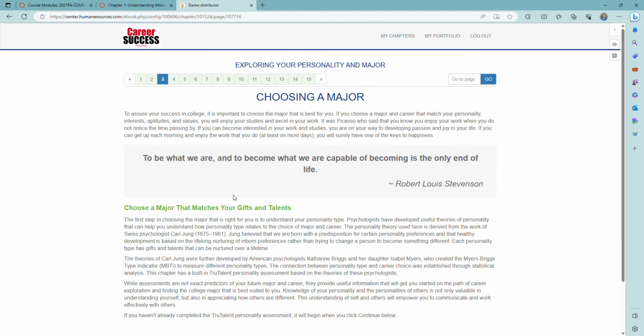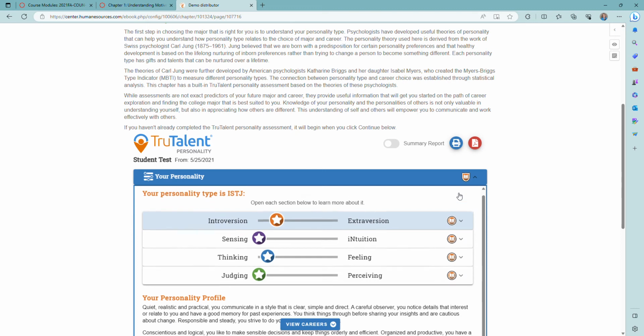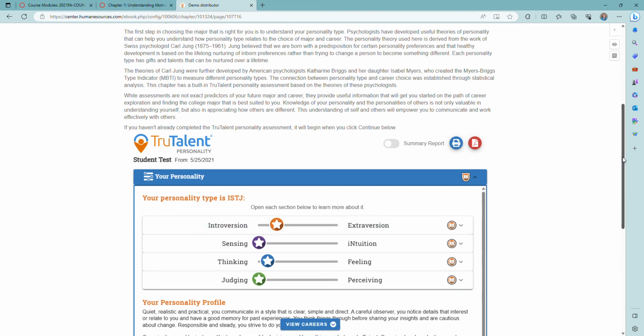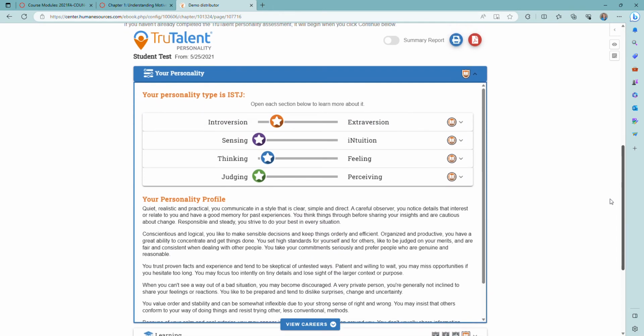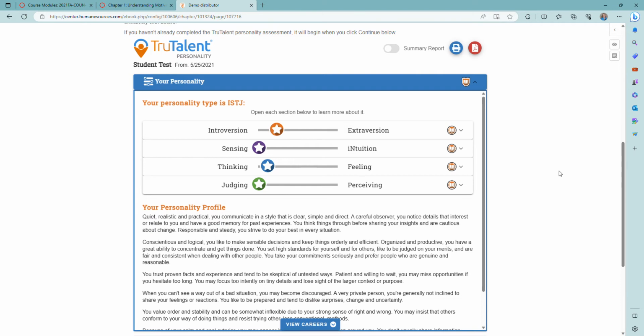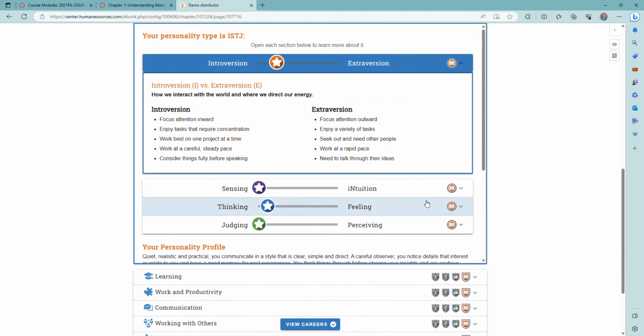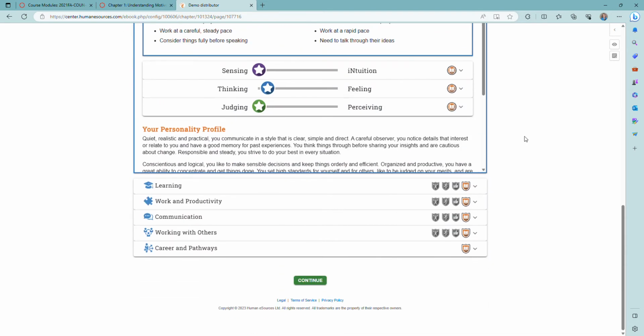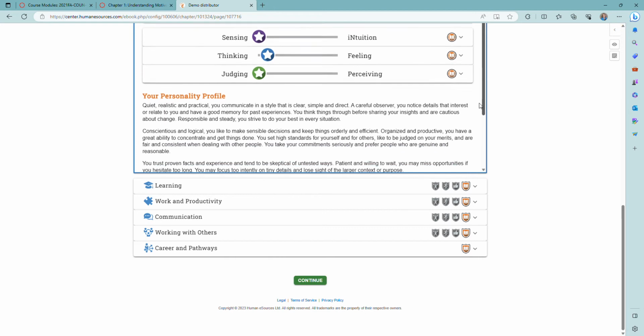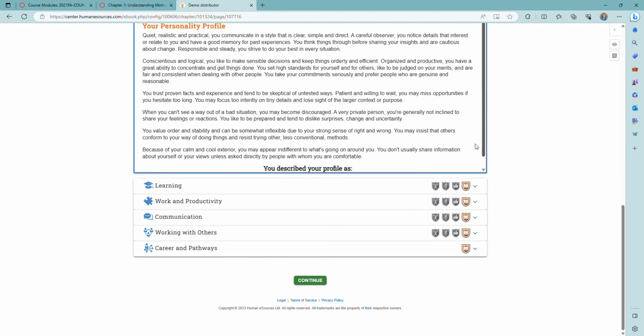The assessments are integrated into the chapter, so the chapter introduces the assessment and talks about the purpose of it, the background of it. The True Talent Personality Assessment is integrated into this chapter, so students take the assessment within the chapter and get the results. The results are very interactive. For example, what does it mean, introvert and extroversion? And so here's the definition. There's a nice positive profile about the student.